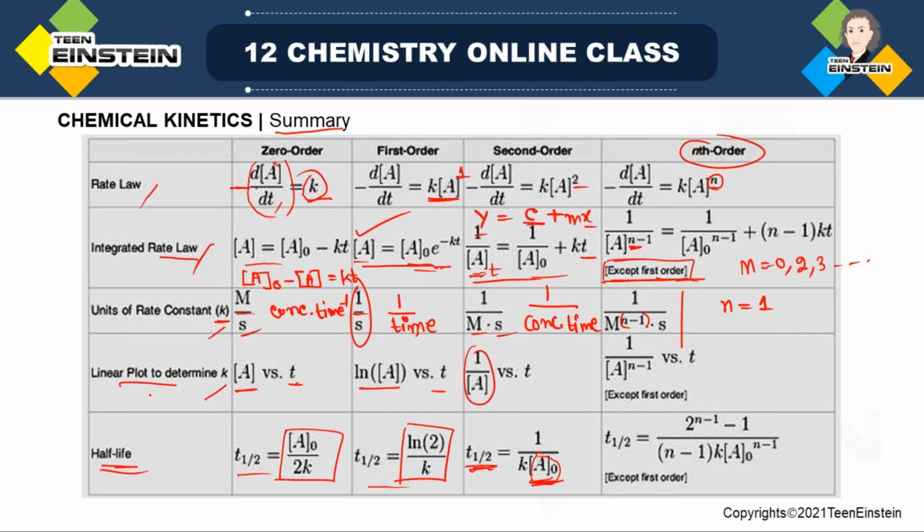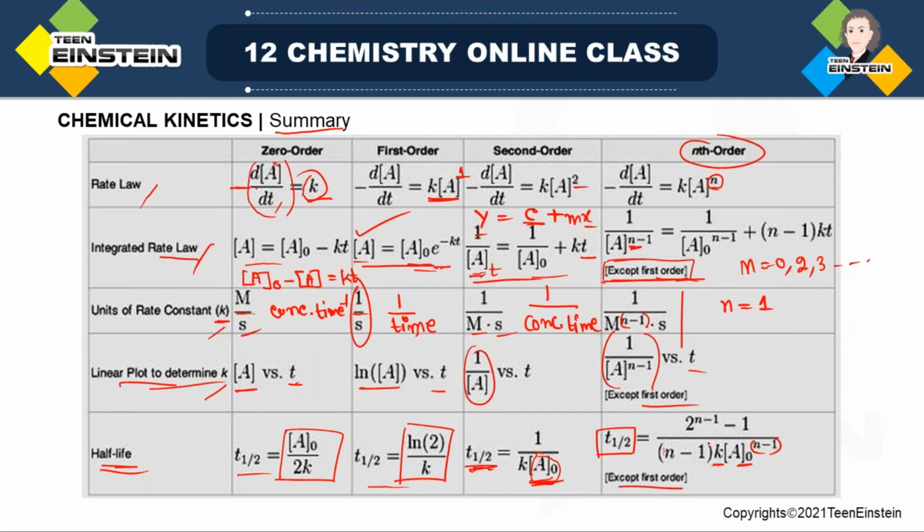And then if we want to get a linear plot, we have to draw 1 divided by A to the power n minus 1 on the y-axis, t on the x-axis. But here again, it is not for first order. And this general expression for t half, remember this is not for first order again. This is the expression: 2 to the power n minus 1, then minus 1, divided by n minus 1 into rate constant, then initial concentration to the power n minus 1.